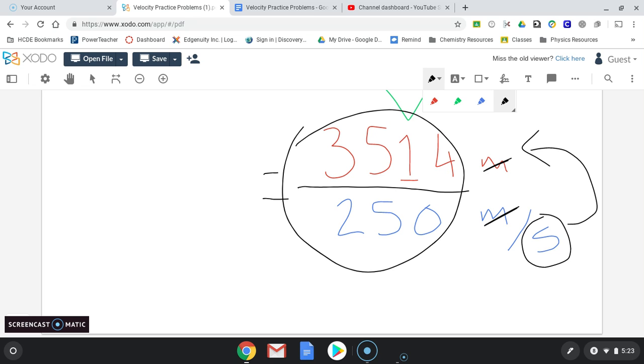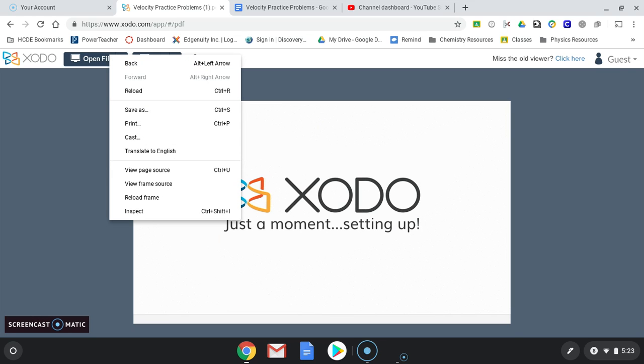3,514 divided by 250 equals 14.056. So we'll write our answer over here. 14 point... You're just going to go and do that to me, computer, after all that work?